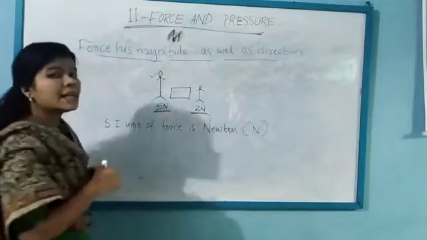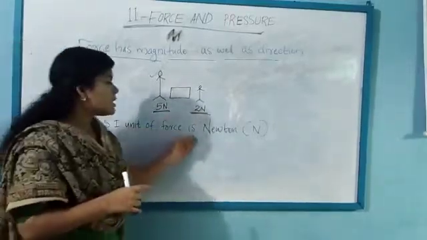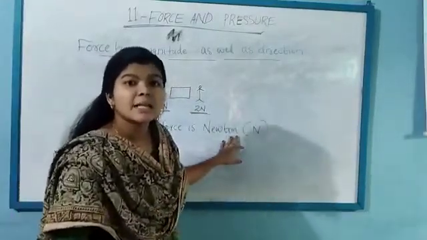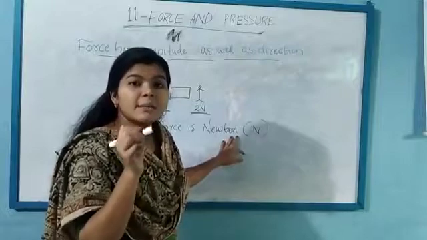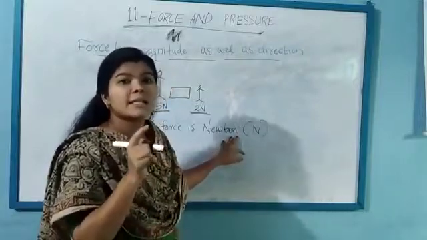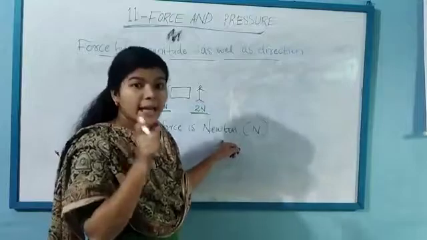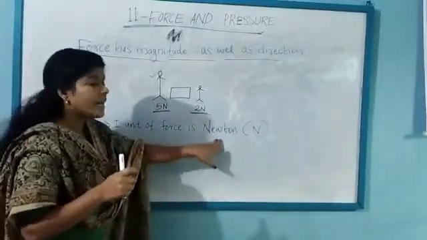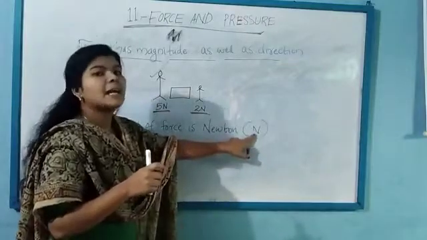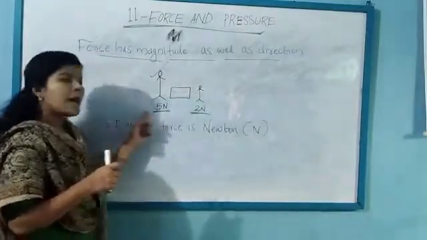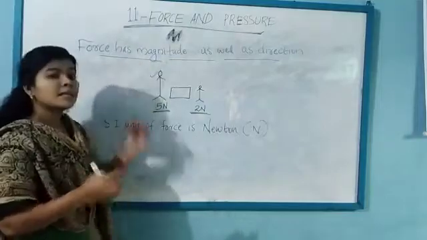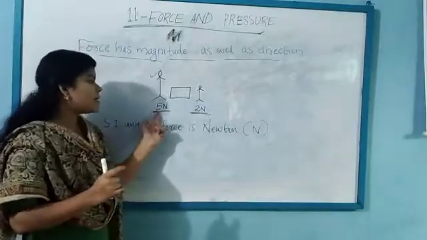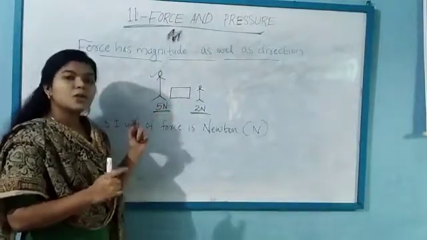And the SI unit of force is Newton. We know that we measure length in centimeters, meters and kilometers. Centimeter, meter, kilometer, etc. are the units of length. In the same way, the SI unit of force is Newton and its abbreviation is capital N. The term magnitude means the amount of force applied. Here the amount of force applied is 5 Newton and 2 Newton.